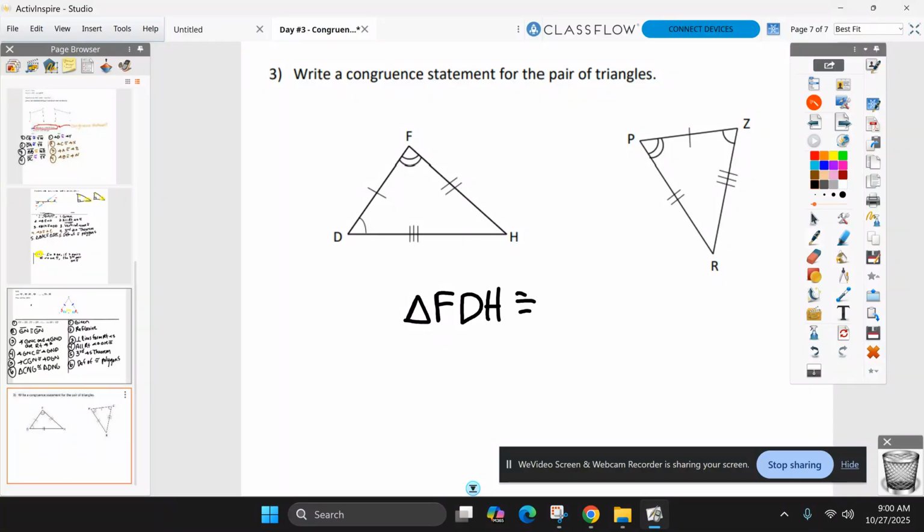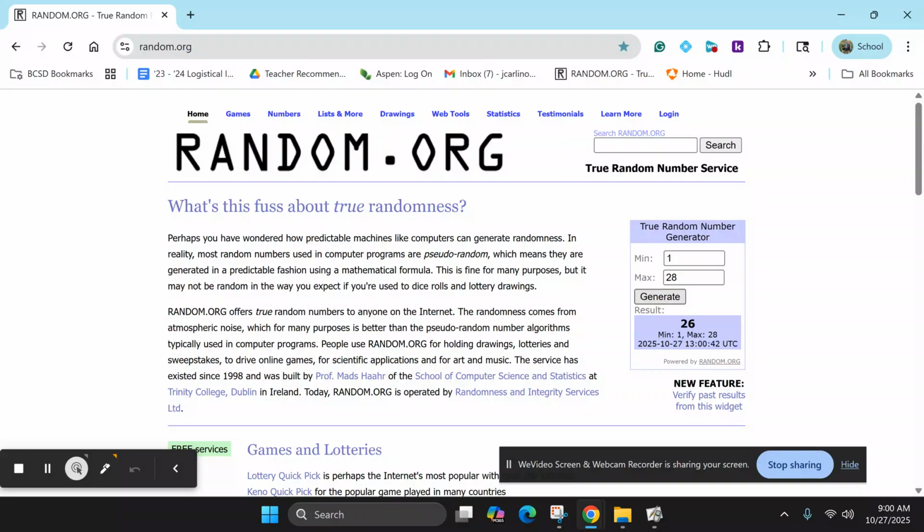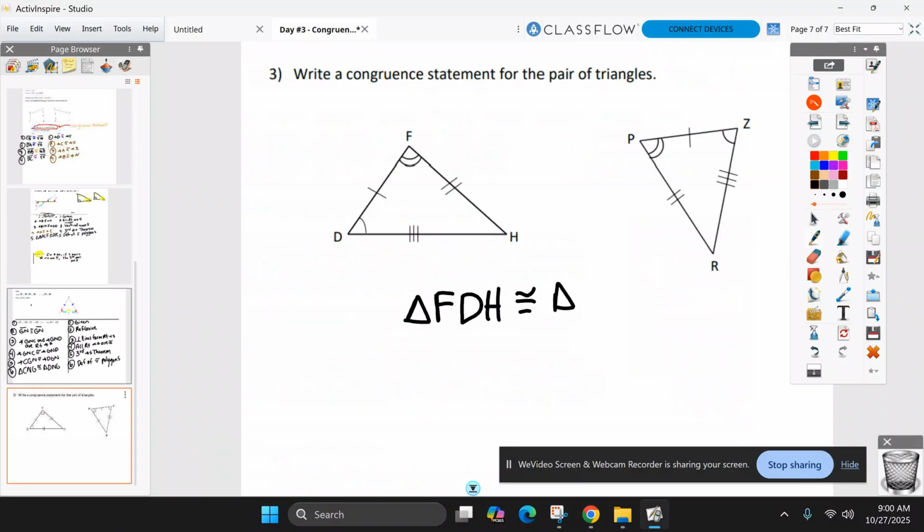FDH it is. If we go FDH, I got to name the second triangle specifically. Can't name it anything I want. Make sure F matches up with what it corresponds with, D and H as well. If we call that first triangle FDH, what are we looking at for the second one? Finish it, Alex. You started it. PZR. If they give you that statement in the homework tonight, use it. You know what sides and angles automatically correspond to each other. Questions? All right, here we go.